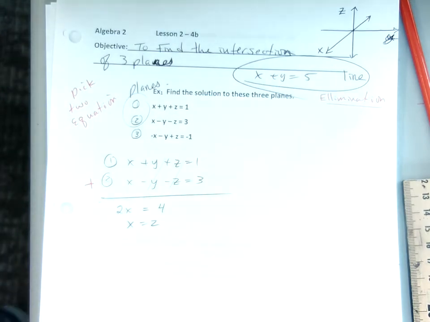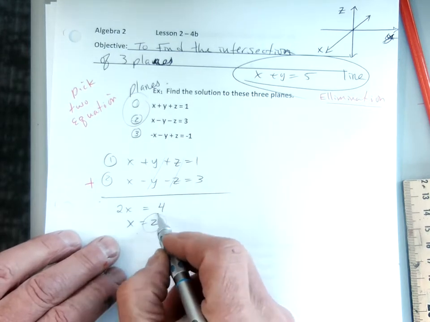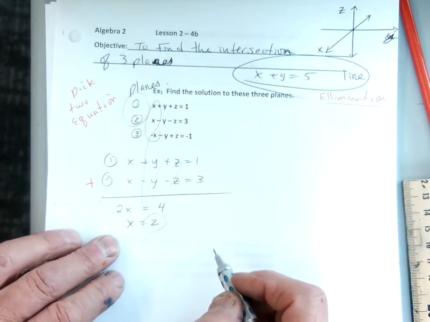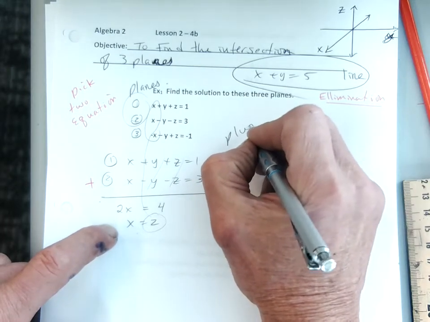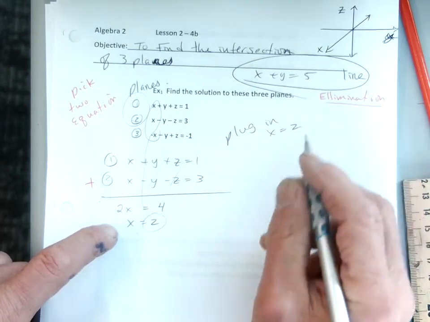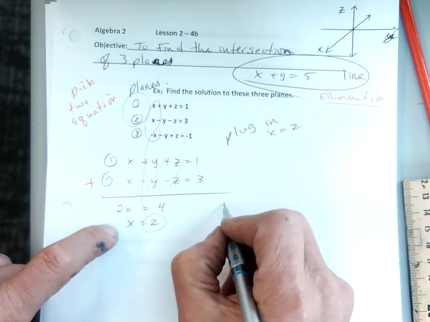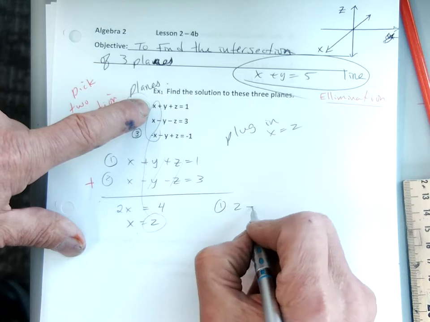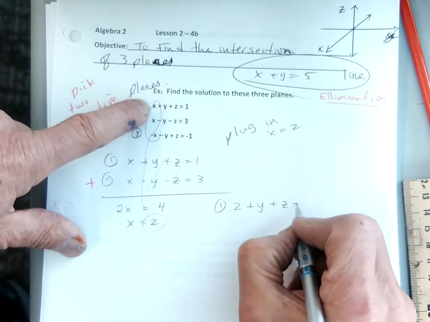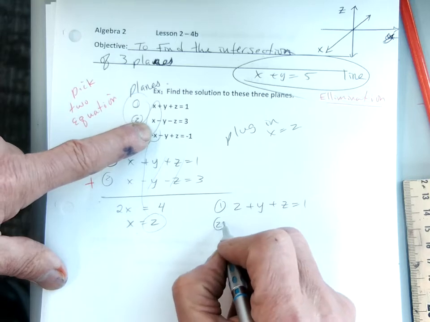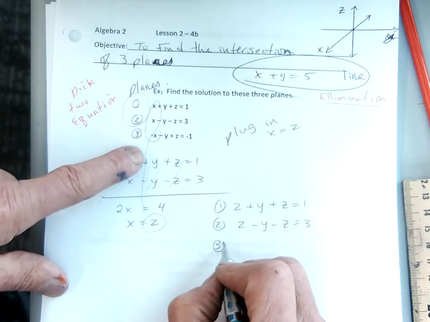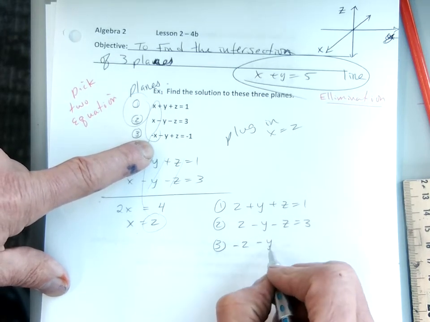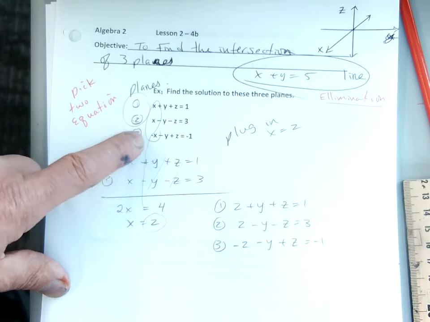Now, I'd like to make my problem easier. If I put the 2 back into all 3 of these equations, then the problem gets easier. So I'm going to plug in x equals 2. Equation 1 is now 2 plus y plus z equals 1. Equation 2 is 2 minus y minus z equals 3. And equation 3 is negative 2 minus y plus z equals negative 1.